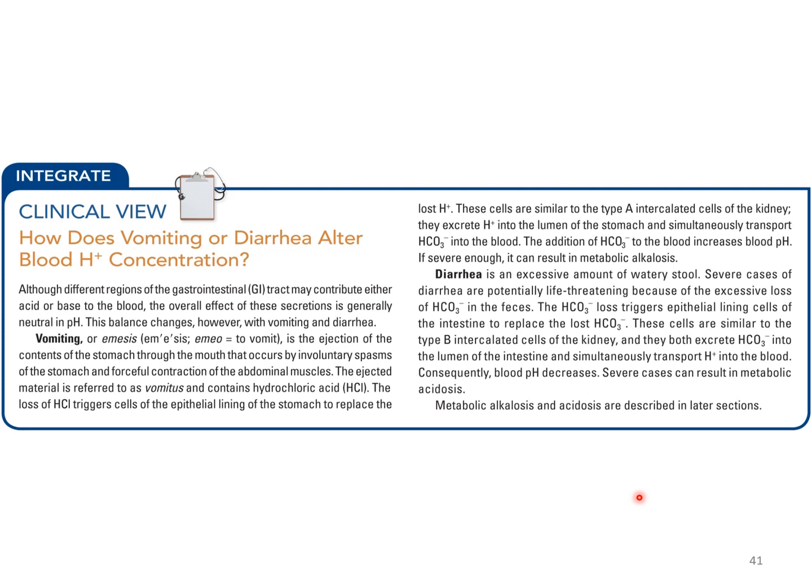Bicarbonate's going into the GI tract, hydrogen's going into the blood. So we get this increased transport of hydrogen into the blood. That's going to lead the blood to decrease in its pH because you're just adding a lot of hydrogen. Severe cases of that can result in something called metabolic acidosis. And again, we're going to get to that. But it's because of those cells that transport bicarbonate and hydrogen at the same time, but in different directions, that allows changes in the stomach with vomiting and changes in the intestines with diarrhea to lead to pH changes in the blood.